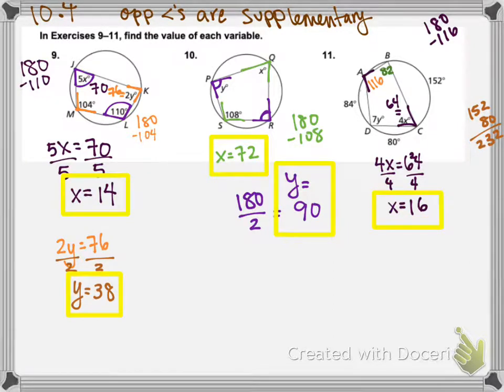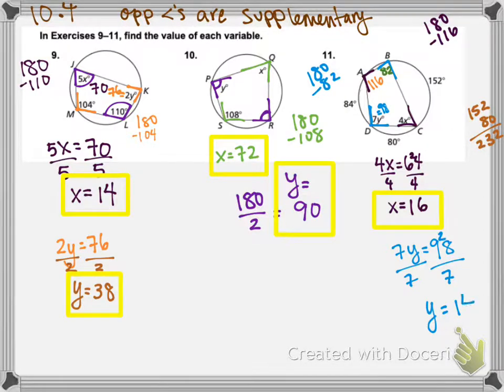X equals 16. So for y, it's across from 82. So 180 minus 82 is 98. Sorry, I'll erase some. 98. So 7y will equal 98. Divide by 7. Y equals 14.